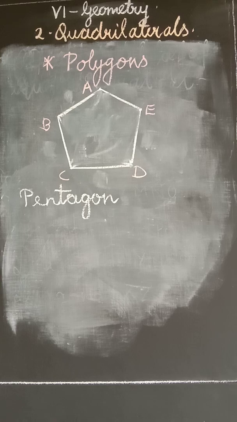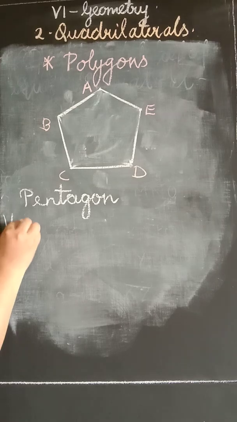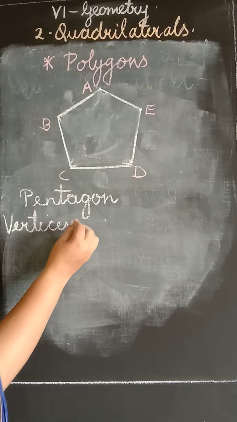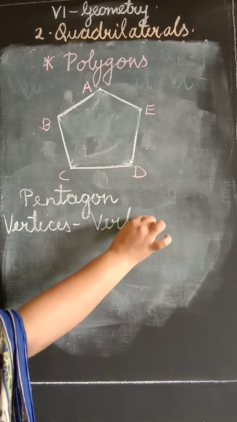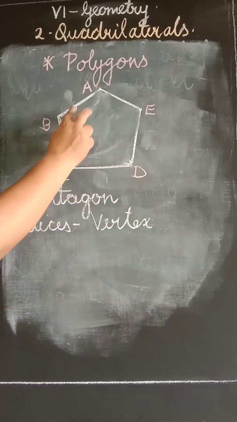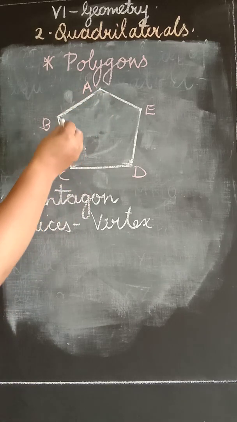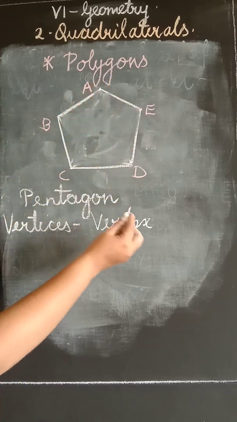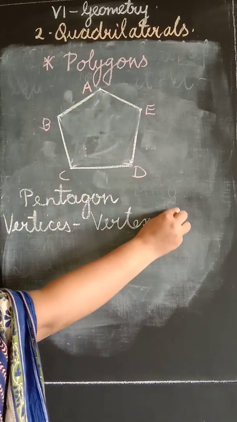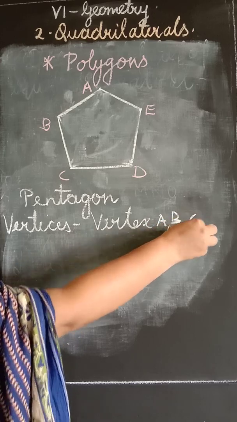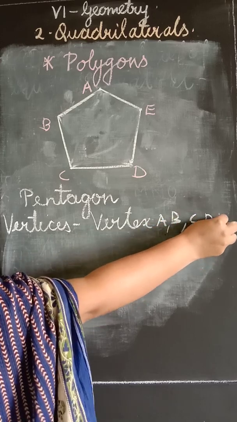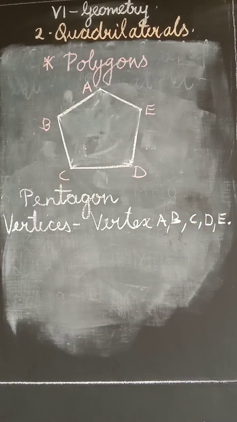Okay. Now, can you tell me the names of the vertices of the pentagon? So, the vertices of the pentagon are vertex A. Wherever two line segments are joining, children, that is called a vertex. So, these two line segments are joining here. So, we are having vertex A, B, C, D and E. Okay. So, there are 5 vertices. They are A, B, C, D and E.